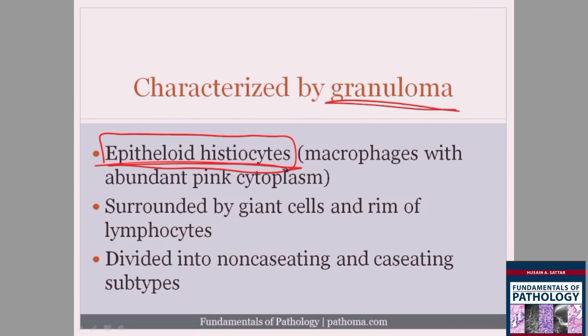Now, there are some additional features of a granuloma. They're not necessary for a granuloma, but they're usually also seen with one. For example, giant cells are usually seen with a granuloma, and a rim of lymphocytes is also usually seen. But let me make it very clear: the defining feature of a granuloma is an epithelioid histiocyte. High yield, okay? Please keep that in the back of your mind.